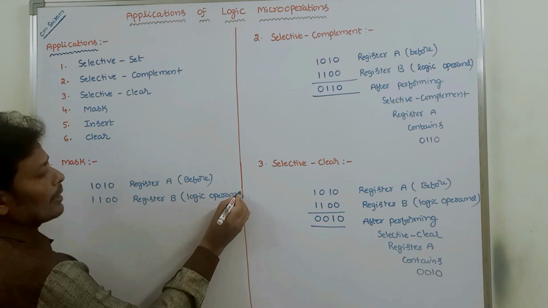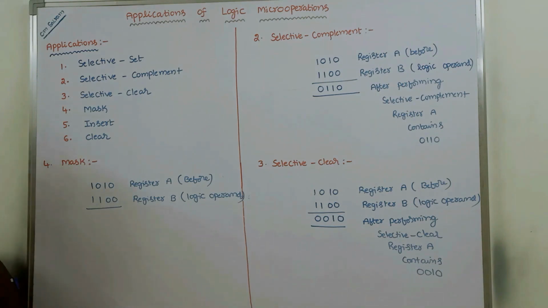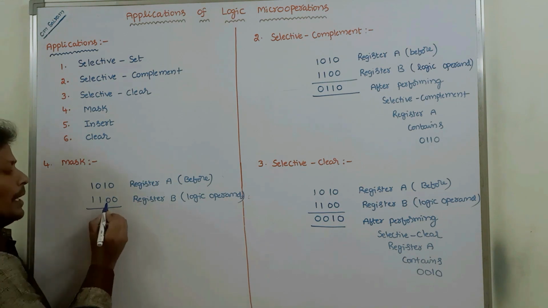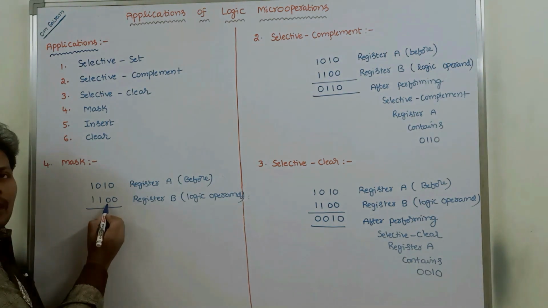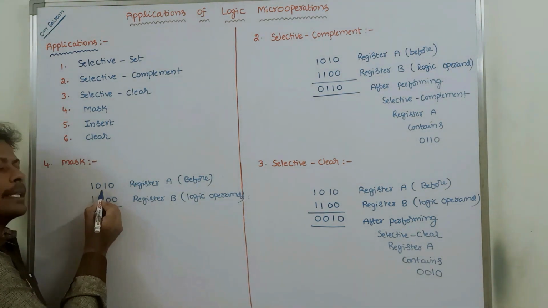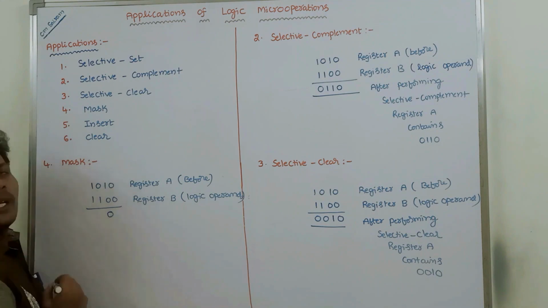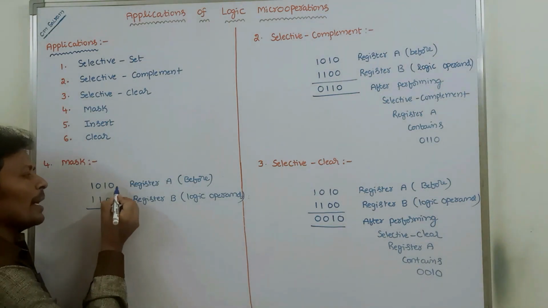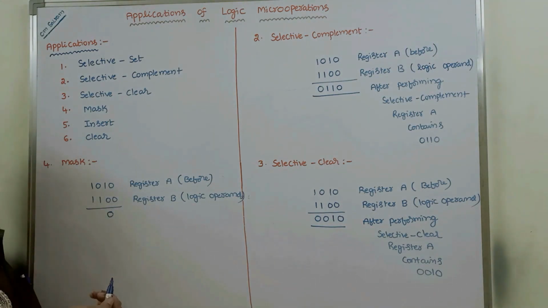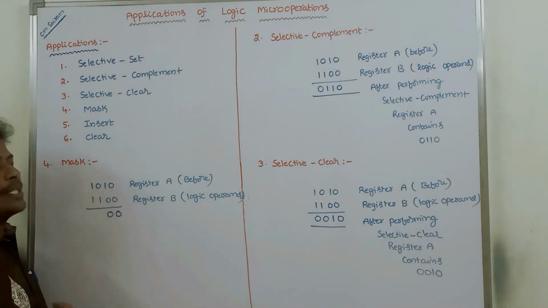How to perform the clear mask operation? To perform the mask operation, first identifying bit 0 in register B. Here 0 is there, here 0 is there. So 0 bit in register B, the corresponding bit in register A can be clear to 0. Next, here bit 0 is there in register B, the corresponding bit in register A can be masked, that means can be cleared to 0. Already it is 0, there is no change at all.